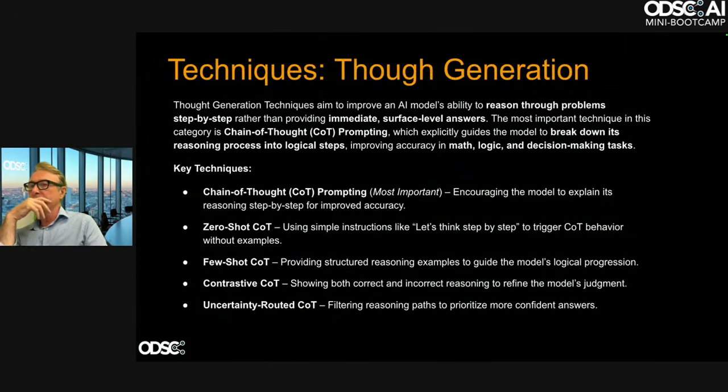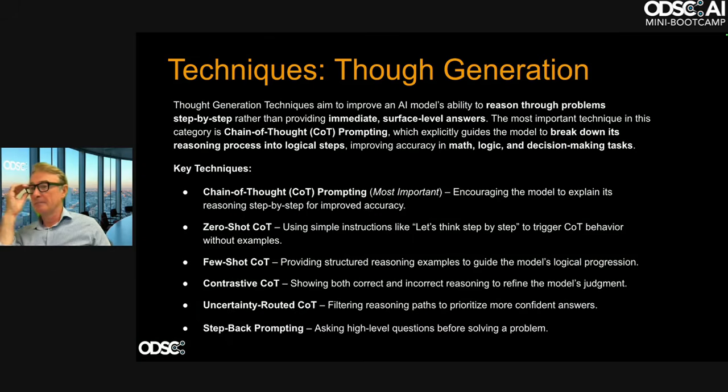Uncertainty routing is a pretty useful thing. And then step back prompting is a very useful technique. So what you can do here is, you can ask the model to do something, but before it does it, ask it to ask any more clarifying questions. Ask it to step back and ask you high level questions, right?